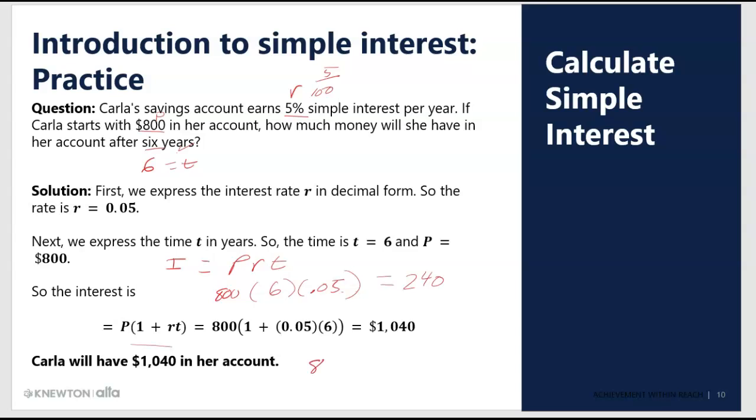Then you can take the original 800 and add 240 to get the 1,040. So if you don't want to use this formula, you may do that. I think in some ways that makes sense to students. So I added the interest to what I started with. So she will have $1,040 in her account.